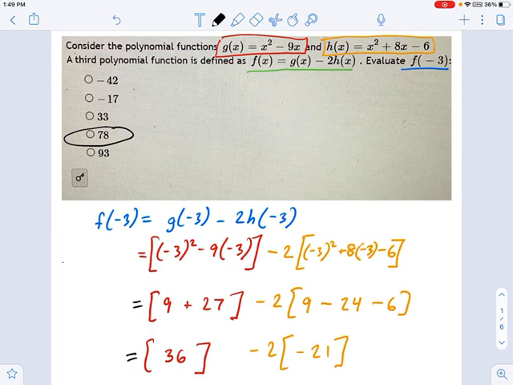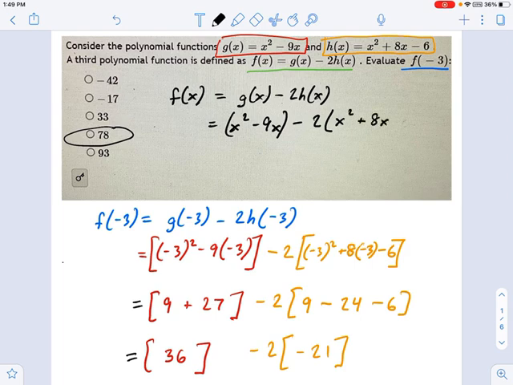You could have come at this another way from the very, very beginning. You could have forgotten the negative 3 part and just started with x's and said, look, f of x equals g of x minus 2h of x, right? Well, that is x squared minus 9x, right? There's g, minus 2 times x squared plus 8x minus 6. That's h, which equals x squared minus 9x. I'm getting rid of the parentheses now. Minus 2x squared minus 16x plus 12. I distributed the multiplication of that 2 on the outside of the parentheses.